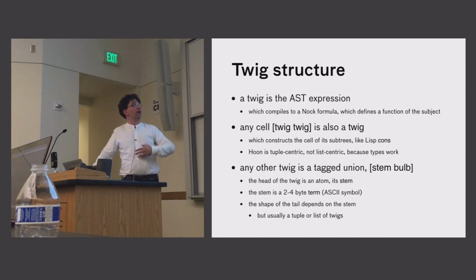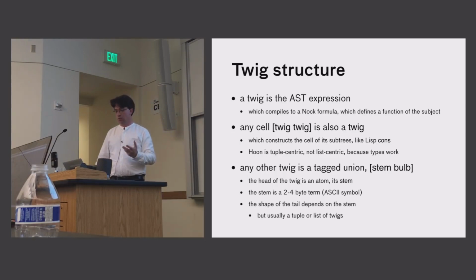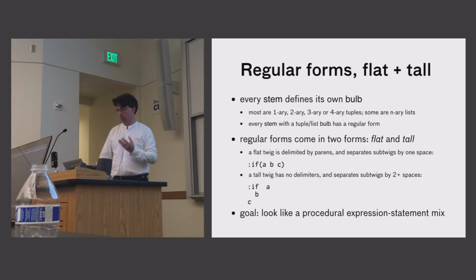Most twigs are tagged unions. So they have a head, which is a stem, which is a symbol, and a bulb, which is the tail, which is totally dependent on the stem. It's usually a tuple or a list of twigs, and let's see how that works in practice. So basically, there's a regular form. Again, most bulbs are tuples. Some are in an array, and there we do need a terminator.